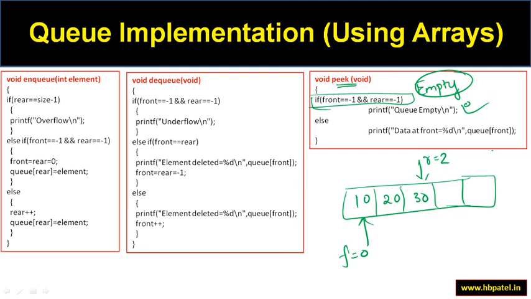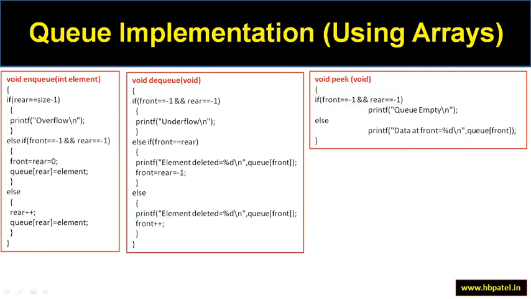But if it is not the case, what would you be doing? Queue front. Queue front means you would be displaying 10. You will not be removing. 10 is still there, but you would be displaying it. Look at this. In case of dequeue, what did we do? We did front plus plus, but we don't do front plus plus over here. We simply display it. So the item will remain there. It will only be displayed. All right, so that is the third function, peek.